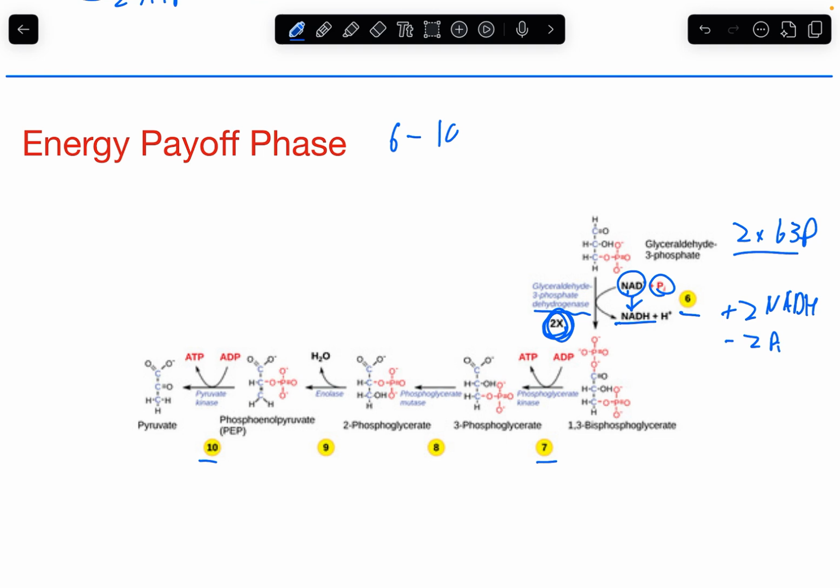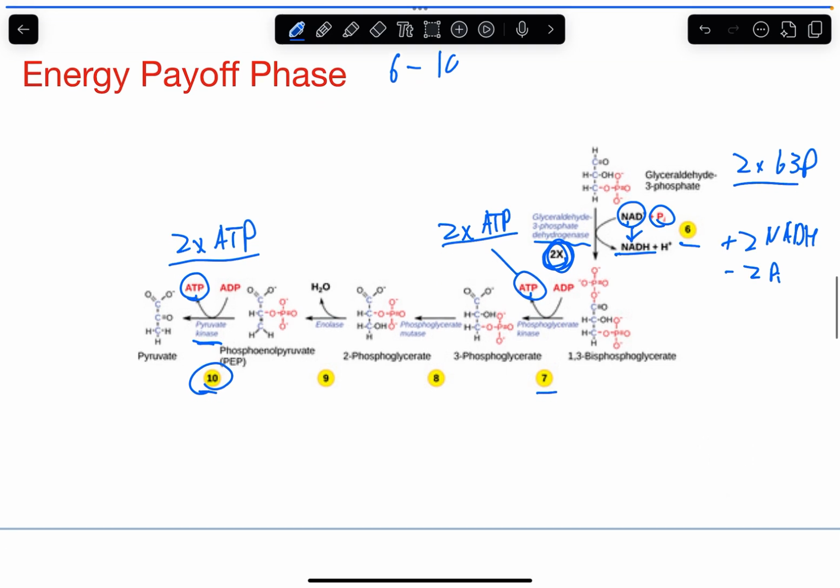And we lose 2 inorganic phosphates, okay? And then step 7, we are going to get our first payoff phase. We're going to generate an ATP, but remember, everything's times 2, so we get 2 ATP. And then step 10, another very highly regulated step. We have a kinase here, pyruvate kinase. We're going to generate 2 more ATP, okay?